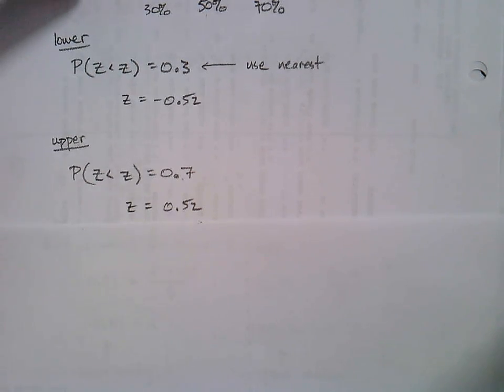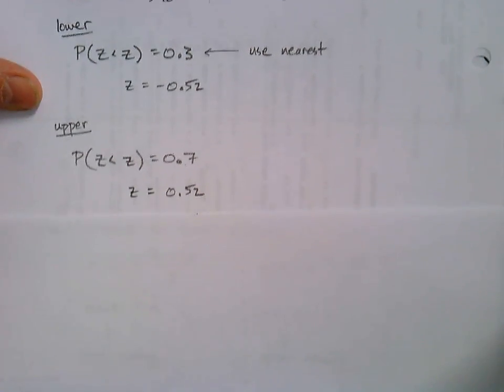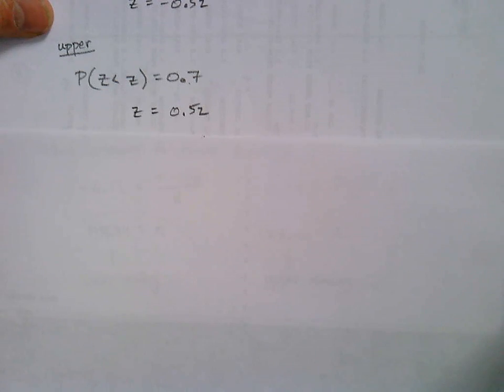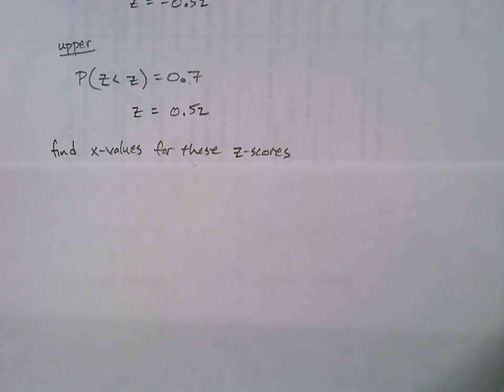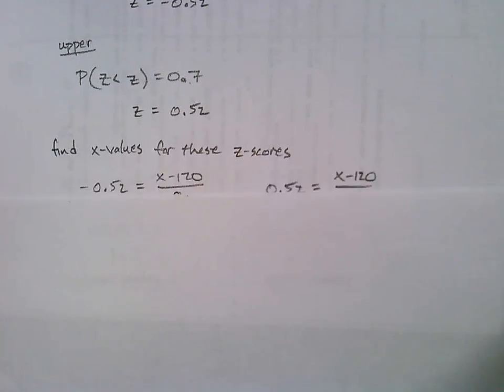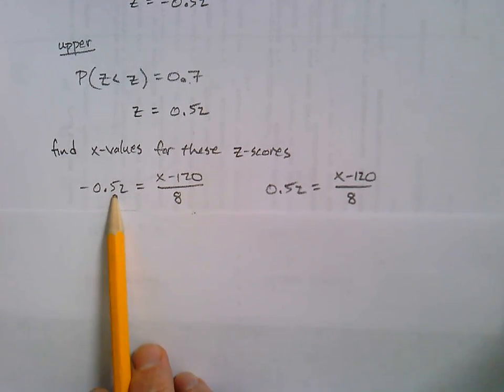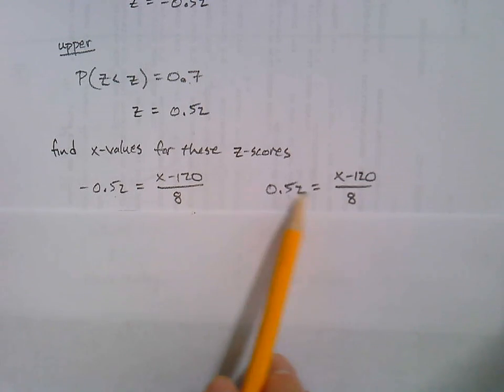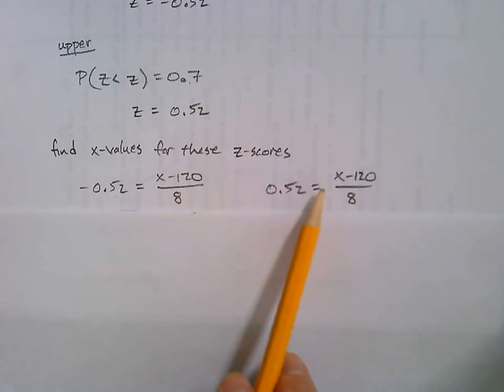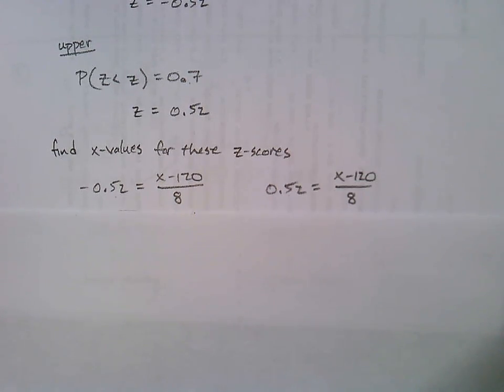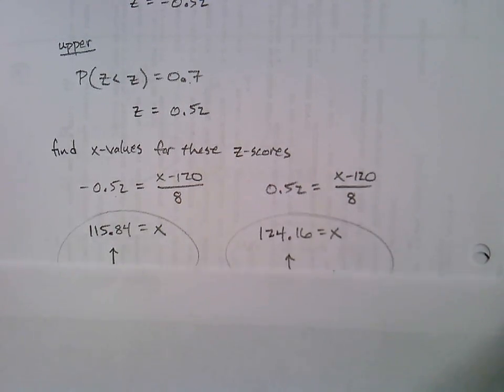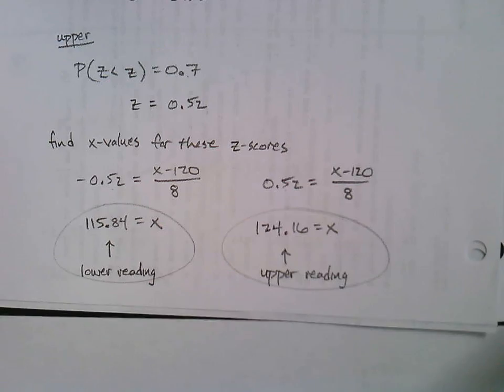Okay, we've done the hard work at this point. Now it's about finishing it off. Find the x values for these z-scores. We're going to set up these two equations where z is negative 0.52, where z is positive 0.52. We're going to solve each of them for x. And I didn't show any steps here. I'm going to trust you guys. You can find these two numbers. And at that point, we've got it.